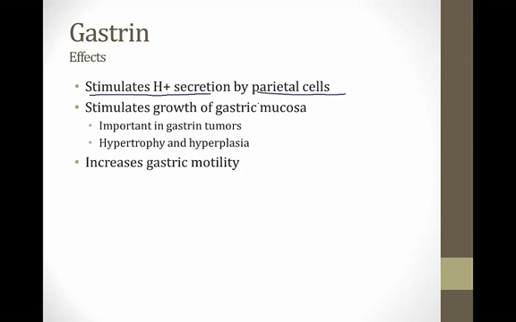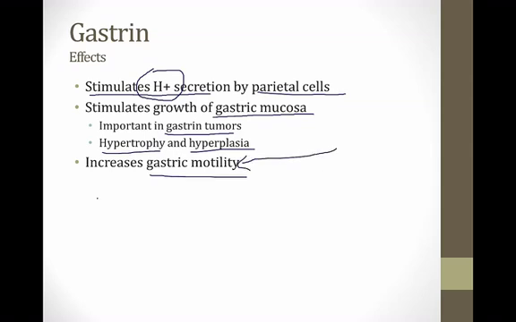In addition, gastrin can stimulate the growth of the gastric mucosa, and we know this because patients have been studied who have gastrin-secreting tumors, which are relatively rare, but they have a number of effects that we'll talk about later, and one of these effects is to cause hypertrophy and hyperplasia of the stomach. And then finally, gastrin has been shown to increase gastric motility, and this is easy to remember if you just think of gastrin as a hormone that gets the stomach ready for digestion. It starts pumping acid so that the pH will be low to start to digest proteins, and it increases motility so that food can begin to move through the stomach.